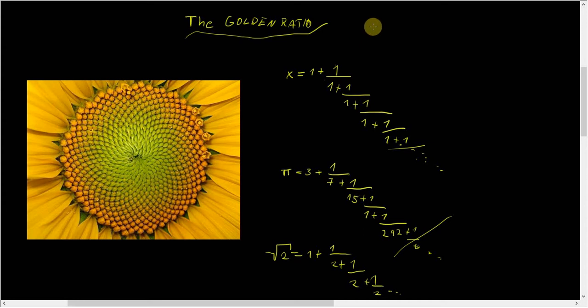Hello! Today I'm going to be speaking about the golden ratio. Now I chose this topic because I find it quite interesting, how we find maths in the natural world. So this is a sunflower and these are its seeds.